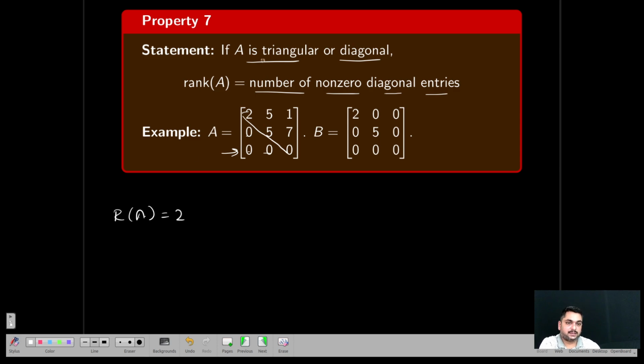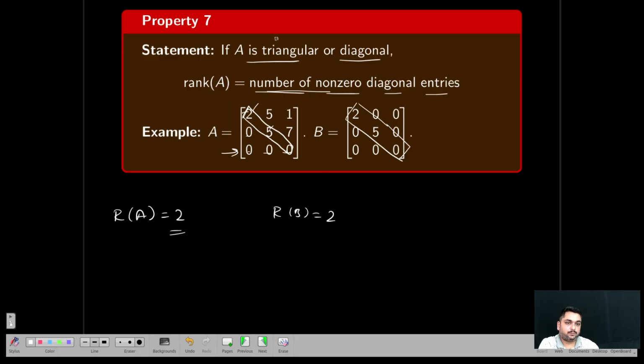So what does that say? The number of non-zero diagonal entries. How many non-zero diagonal entries are there? So 2, 5, 0. 2 is non-zero, 5 is non-zero. This is 0. So the rank will be 2. So directly you can write rank equal to 2. That verifies the property. Similarly, if it is a diagonal matrix, it's already in row echelon form. I cannot change anything here. So the rank of this matrix is 2. So rank of B is 2.